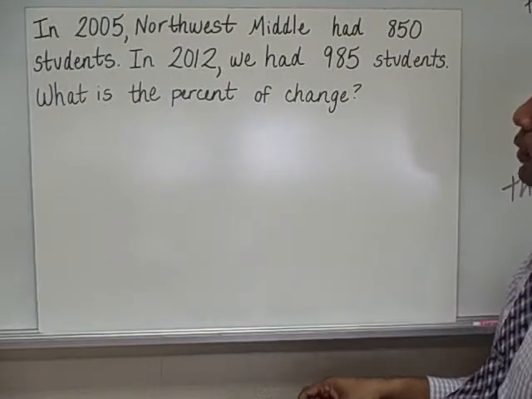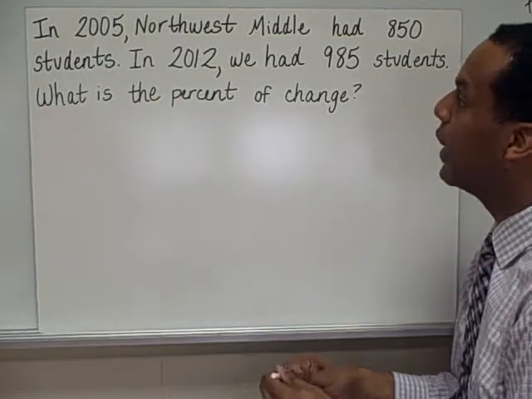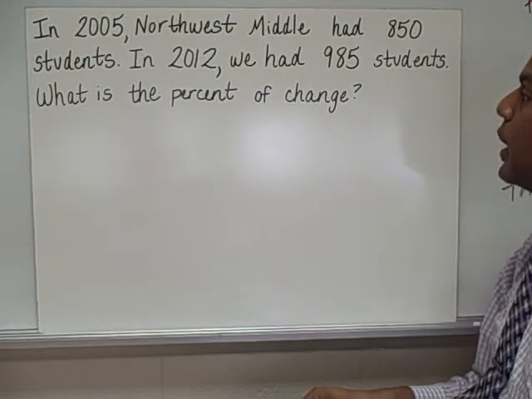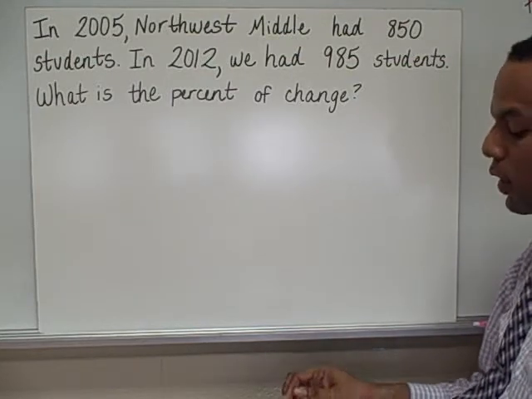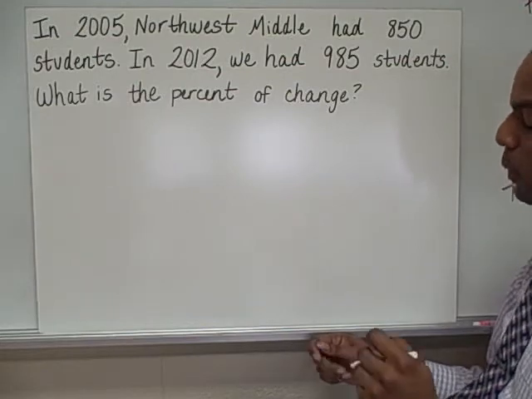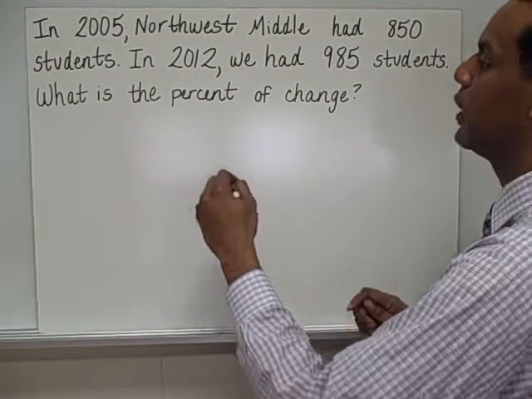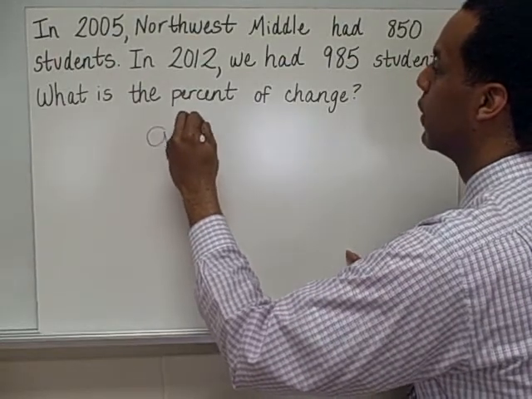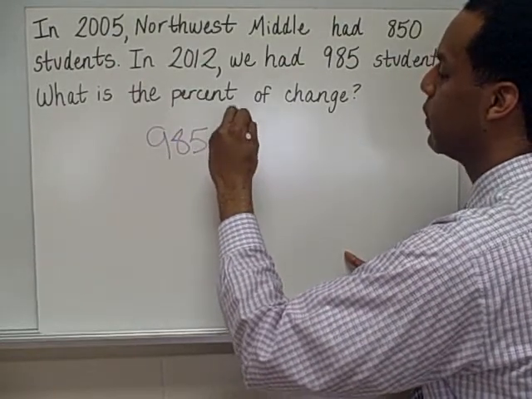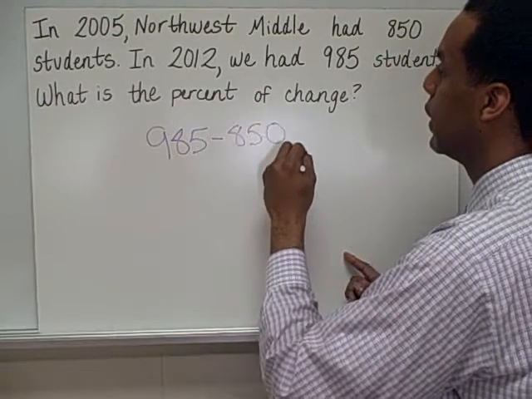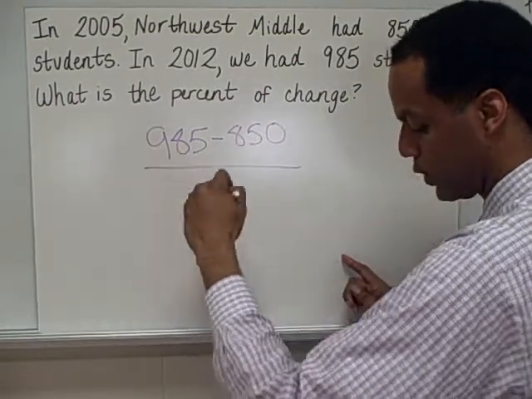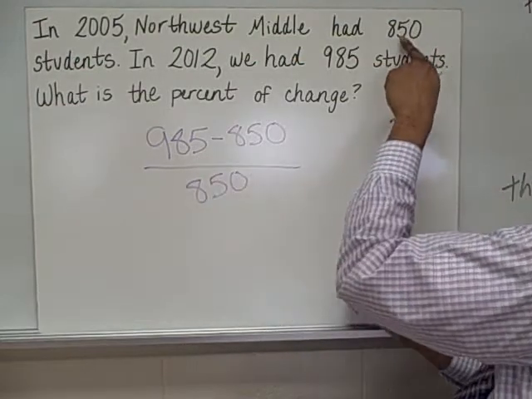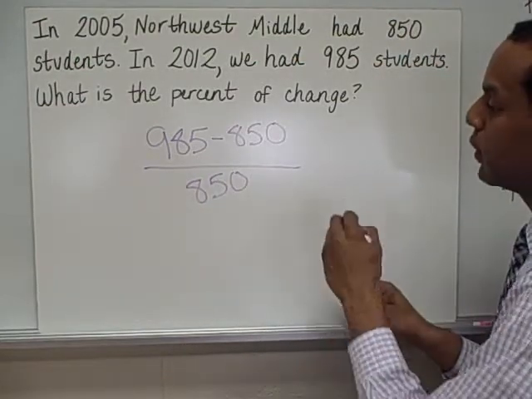We'll do another example. In 2005, Northwest Middle School had 850 students. In 2012, we had 985 students. What is the percent of change? Well, once again, we start with our amount of change. So we would do 985 minus 850. And then I would put it all over my original, which was 850. Because if you remember, we started out with 850 students.